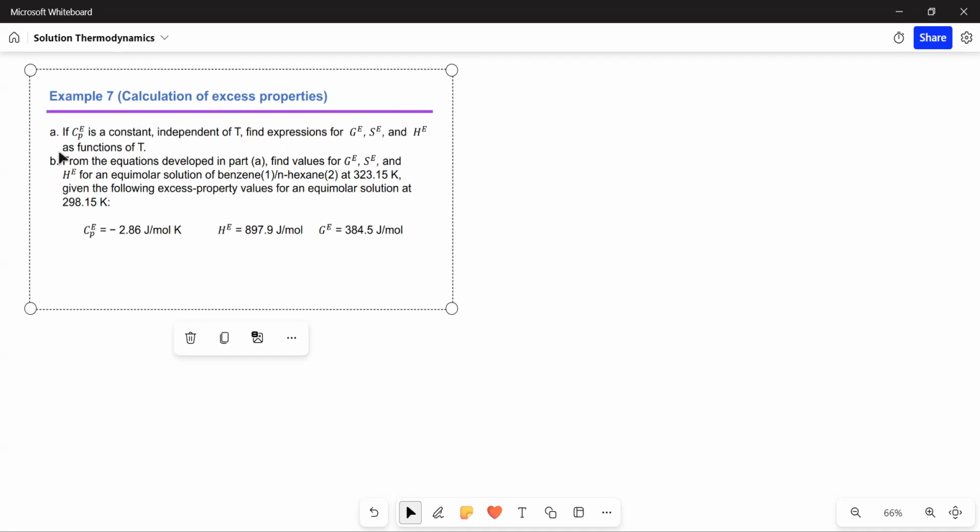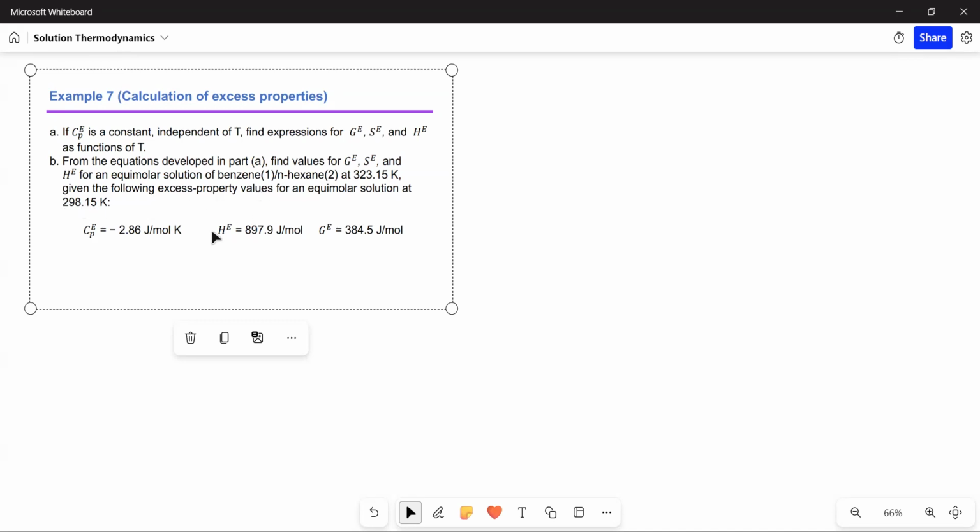So let's read the problem. If the excess specific heat is a constant independent of temperature, find expression for the excess properties of G, S, and H as a function of T. Okay, that's for letter A. For letter B, from the equations developed in part A, find the values for the excess properties of G, S, and H for an equimolar solution of benzene and n-hexane at 323.15 Kelvin, given the following excess property values for an equimolar solution at 298.15 Kelvin.